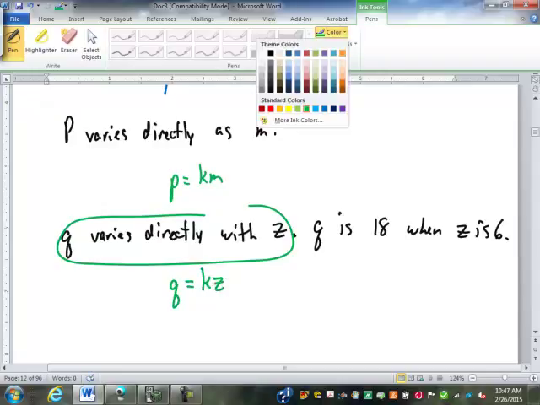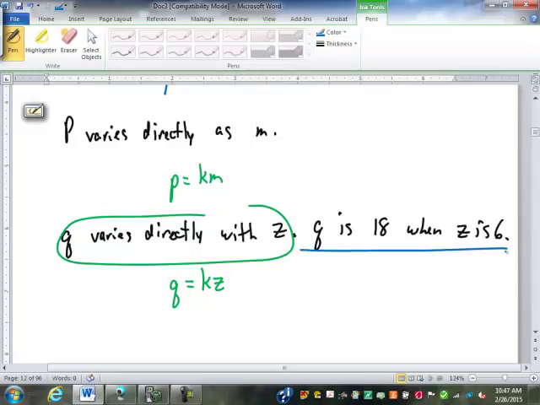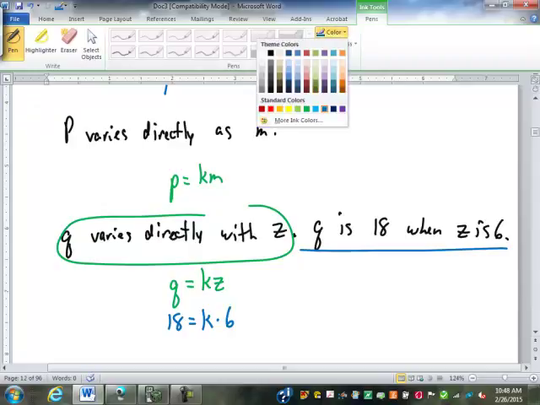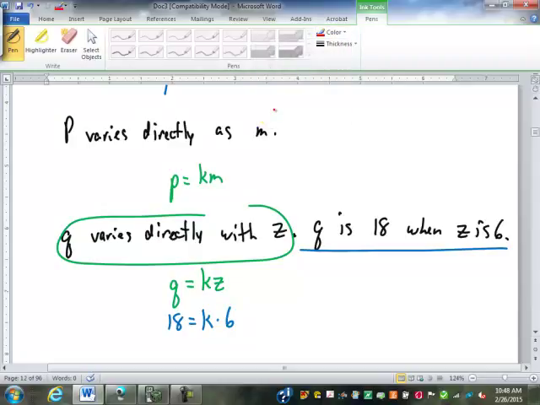But then we also have the second piece of information. Q is 18 when Z is 6. So we can use that to define this relationship even further. That's what we call an initial condition. We know the relationship between the variables. We go out and we find a spot where those two variables interact and we take some measurements, or we take some readings. So if Q is 18 when Z is 6, we get 18 equals K times 6. And now, of course, we can do what to solve for K? Divide by 6, which gives us that K equals 3.